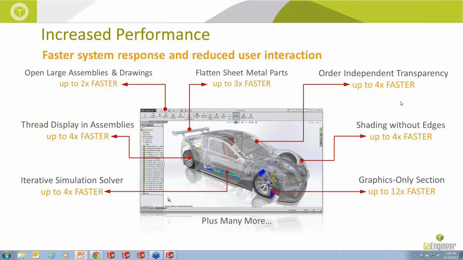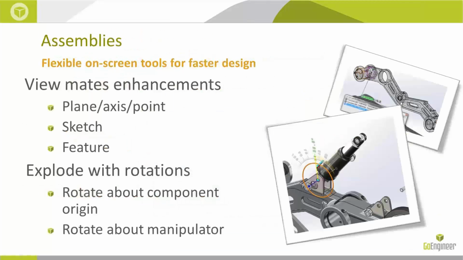When we move on to the next section, we're going to talk about assemblies a lot in this topic. We're going to cover some of the enhancements to assemblies and how to get your job done easier when you're working with assemblies. Here we have a few topics that I want to cover. The view mates have been enhanced, and I'll show you that. And exploded views now include rotations and a few other things to make it a little easier to work with. So let's jump into SOLIDWORKS and take a look at those things real quick.